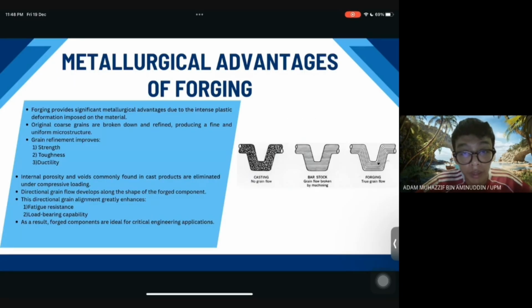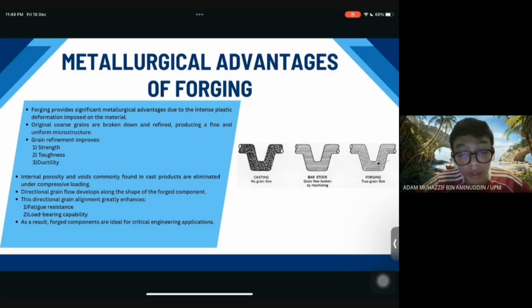Next, the metallurgical advantages of forging. Forging provides major metallurgical advantages because of the intense plastic deformation applied to the material. During forging, the original coarse grains are broken down and refined, producing a fine and more uniform microstructure. This grain refinement directly improves important mechanical properties such as strength, toughness, and ductility. In addition, internal porosity and voids that are commonly present in cast products are closed and eliminated under compressive loading.